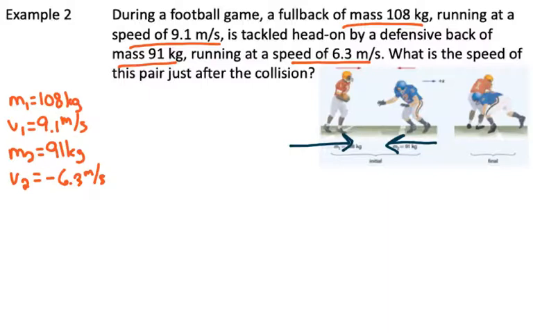And what is the speed of the pair just after collision? Well, the other variables in this equation are V1 prime and V2 prime. Now, because these two hit and stick together, V1 prime is actually going to equal V2 prime, simply because they hit and they stick together. So this is our question mark.